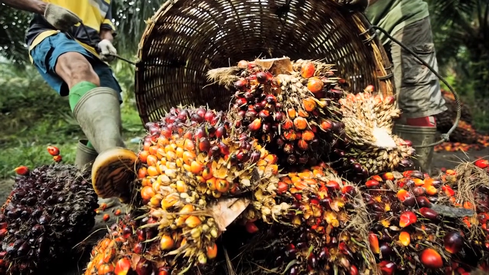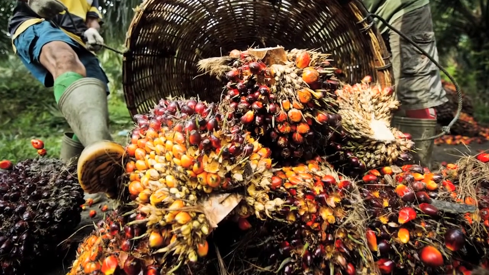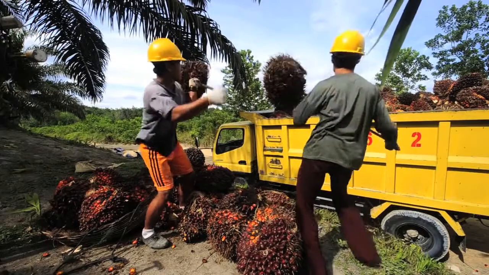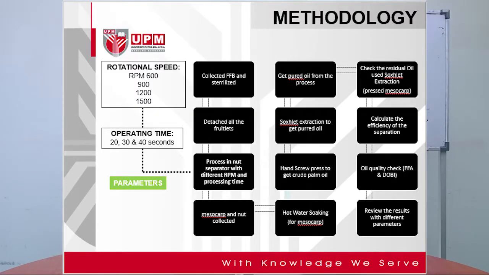The methodology of this study. This study started by collecting all the fresh fruit bunches from the Putra Science Park, Universiti Putra Malaysia. All the bunches will go to the sterilizer. After the sterilizer, the fruits will be detached from the bunches. 2 kg of fruitlets is needed in one trial. The fruitlets will be inserted into the nut separator.